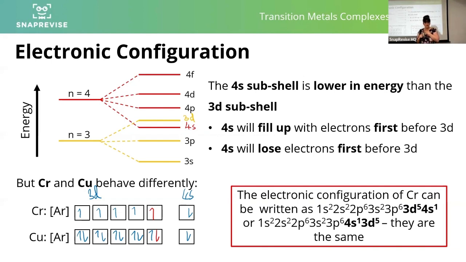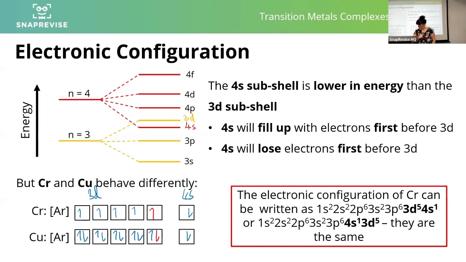Technically, if it were me, I would be putting 4s first, then 3d5, because I like to write it in order of increasing energy. But if you want to write it in order of keeping shells together, then you might want to write 3d first and then 4s. You will get a mark for either in an exam. They're both correct. Apologies, just to clarify, the electron configuration of copper would be 1s2, 2s2, 2p6, 3s2, 3p6, 4s1, 3d10.